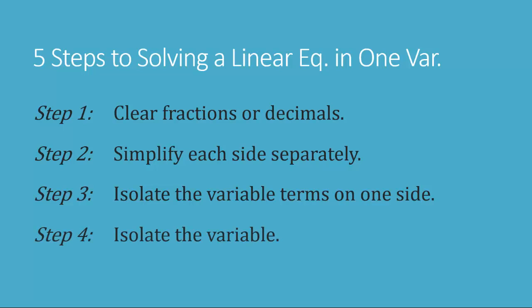Once we have all the x's on one side, now we want to isolate the variable. We want to get x all by itself. To do that, you're going to move any extra terms that are grouped with x over to the right side, so that the only thing on the left is x, and everything on the right is your answer. So we finally come up with x equals answer.